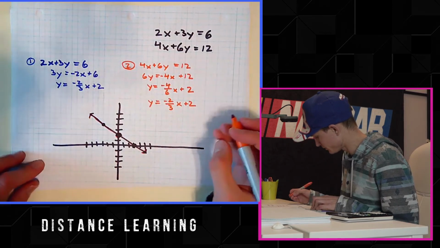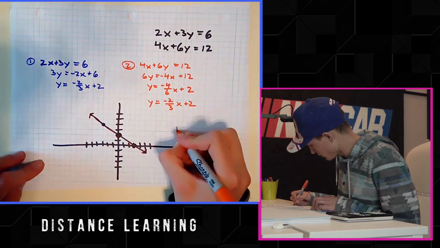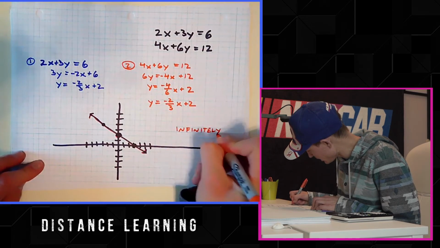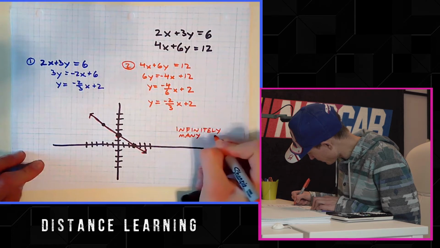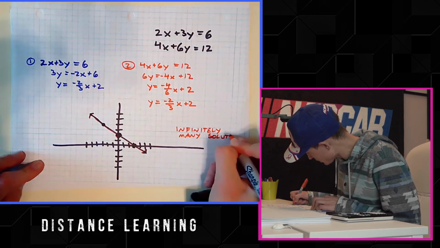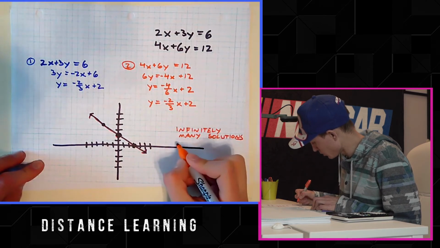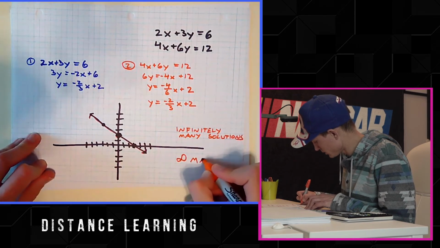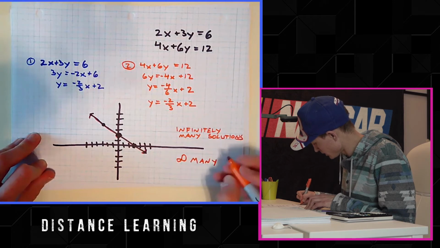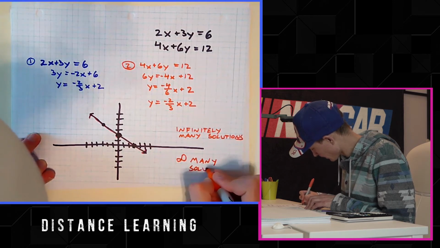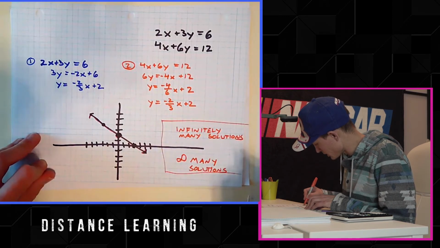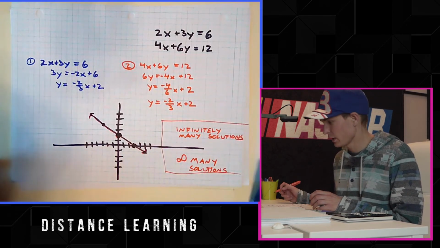It's because they do. So, you can write the word infinitely many solutions, or you can write it with the infinity sign, but infinitely many solutions. They intersect everywhere.